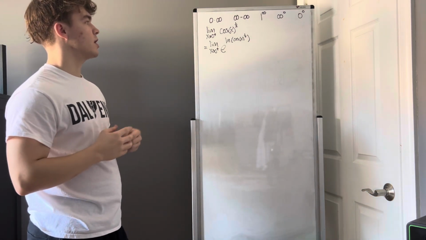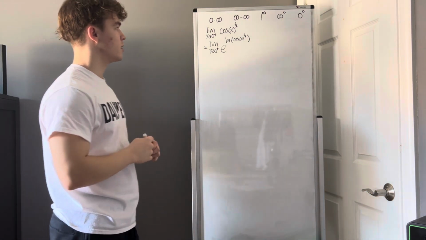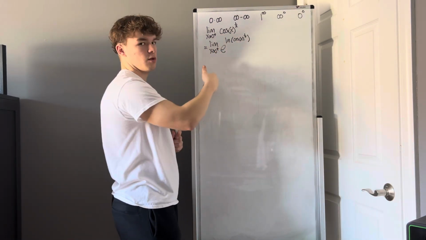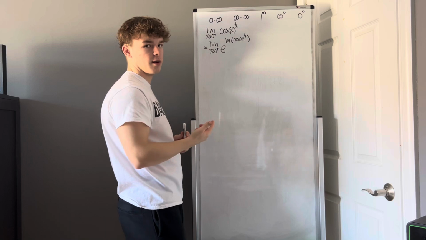What we can do is take this 1 over x out front. What that's going to be is 1 over x times ln cos x, which is also ln cos x divided by x.